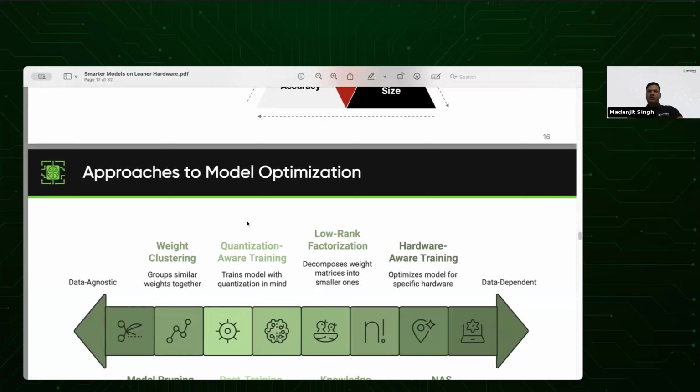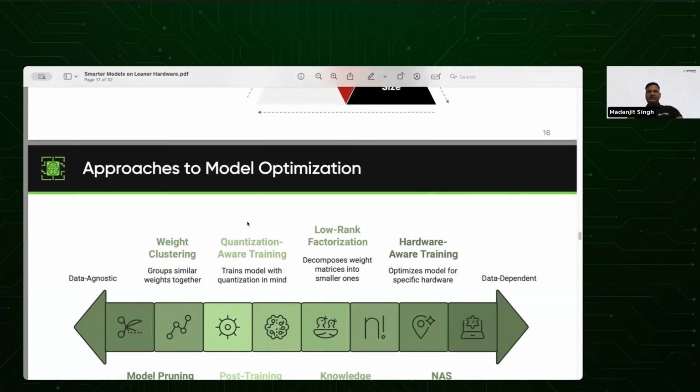So, approaches to model optimization. The most used techniques in the industry, supported by AI frameworks, are as follows. The first one is model pruning. Pruning could be of two types: structured pruning and unstructured pruning. Weight clustering is the second one. Quantization, again, is also of two parts, and one of them can be adopted based on your use case.